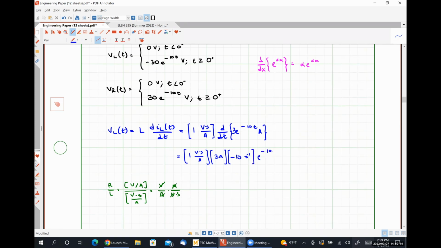e to the negative 10t. So this amp is going to cancel this amp. This second is going to cancel this per second. And so I have 1 times 3, which is 3, times negative 10, negative 30, e to the minus 10t. So doing the long calculus way gives us the exact same results as just plugging stuff into our generic equation. So I would argue that plugging stuff into our generic equation is the easier route, and it makes the analysis pretty straightforward. Okay. So this is our general procedure.